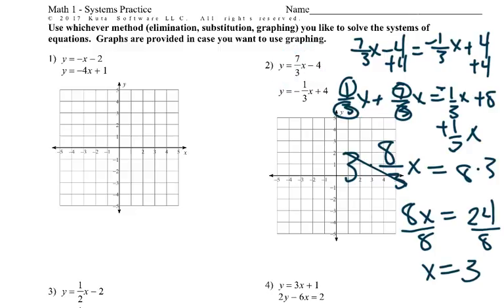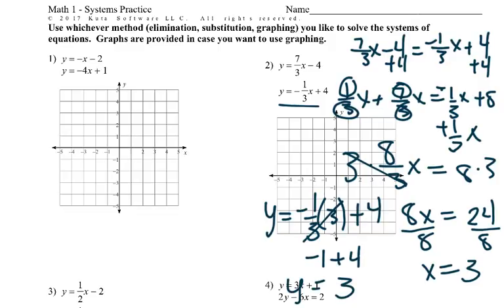If I used elimination, I didn't finish, did I? So then I take one of these equations, so y equals negative 1/3 x plus 4, substitute 3 in for x. So negative 1 divided by 3 times 3 cancels, so negative 1 plus 4 gives me positive 3 for y. So my solution to this is (3, 3).